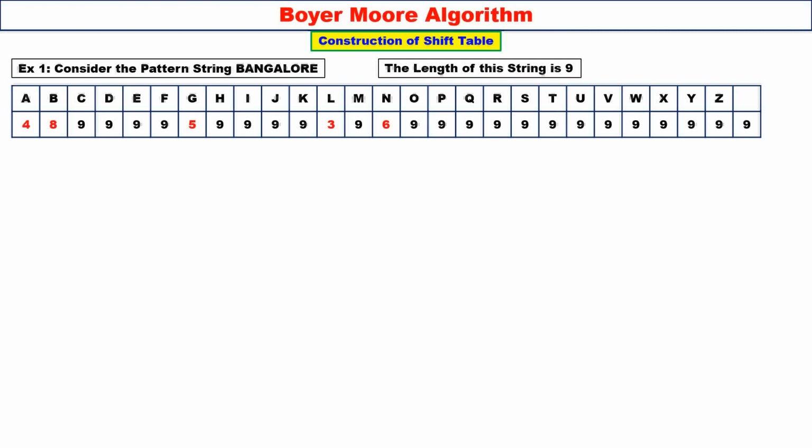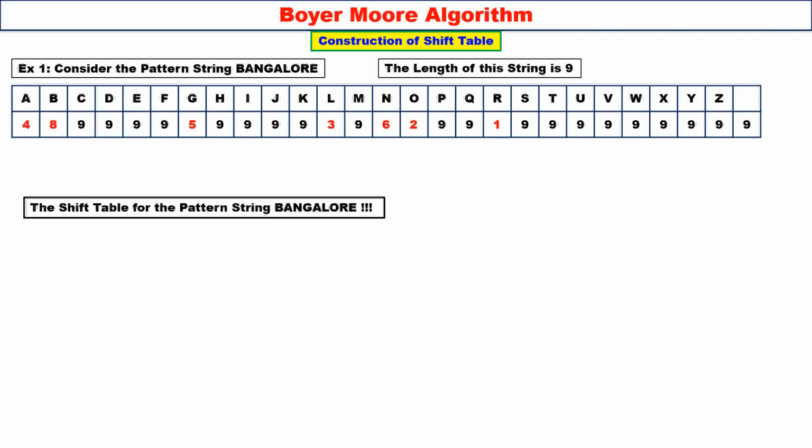Next character is O. Just count how many characters are there in front of O. 1, 2. Therefore, for O it is 2. Next character is R. Count how many characters are there in front of R. Only 1. Therefore, R gets a value 1. For the last character you need not do anything.